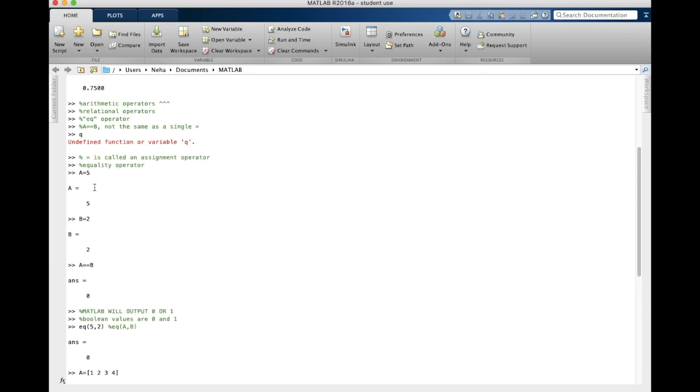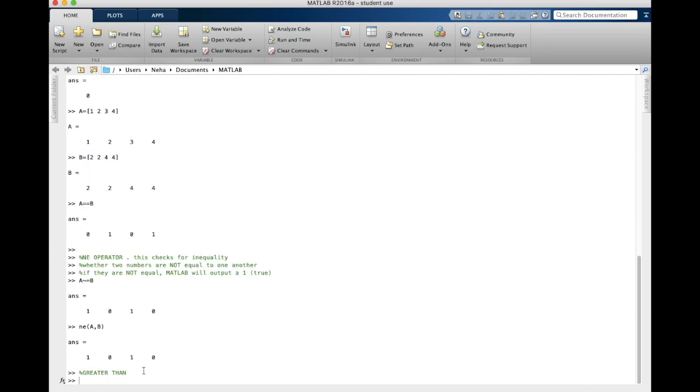If we just had two values, like a is 5 and b is 2, it would just compare those values. Now they are not equal to each other, so we should get a 1, which means true, they're not equal, rather than a 0 like we did for a is equal to b.